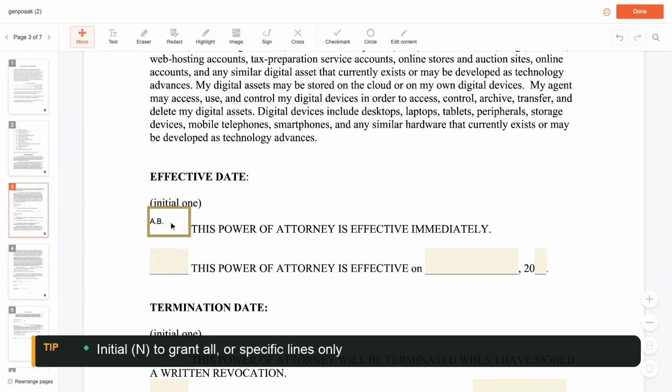One important thing. Depending on your state, a general power of attorney may stop working if you become incapacitated. If you want it to keep working no matter what, ask about a durable power of attorney instead.